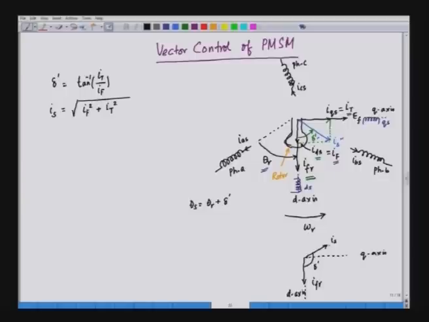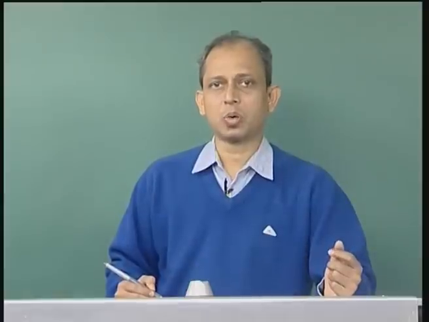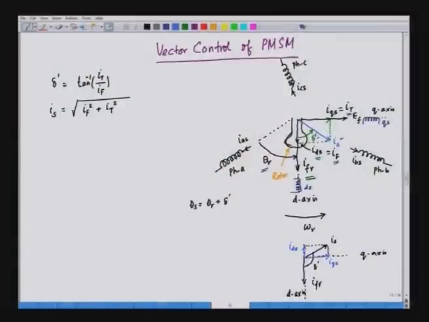Again, here IS can be decomposed into two components. One is IQS, the q axis component of the stator current, and then this component is IDS, the d axis component of the stator current. Now, we can see here that IDS is opposing IFR. So, when IDS is opposing IFR, the flux is reduced and the resultant of IF and IS is going to be low.